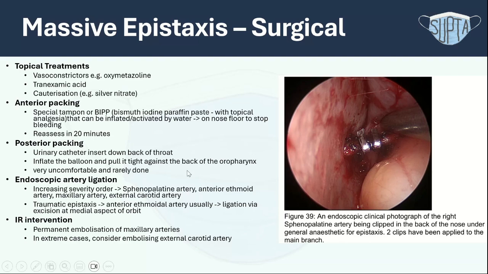Endoscopic artery ligation is essentially for when the other options have failed. In order of severity, you'd want to ligate the sphenopalatine artery first, then the anterior ethmoid, then maxillary, and then the external carotid, which obviously we want to avoid as much as possible. With traumatic epistaxis, the anterior ethmoidal artery is usually the one that's implicated, and you want to do ligation via excision of the medial aspect of the orbit. And interventional radiology is permanent embolization of the maxillary artery. This is very, very rarely done and only in extreme cases.